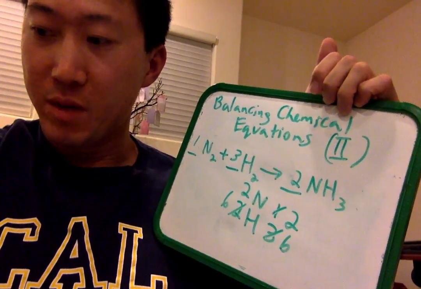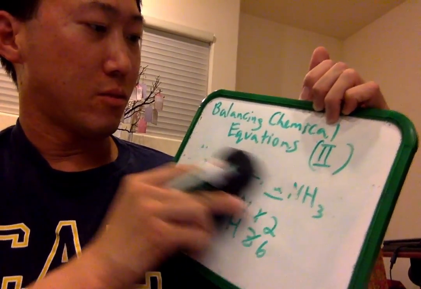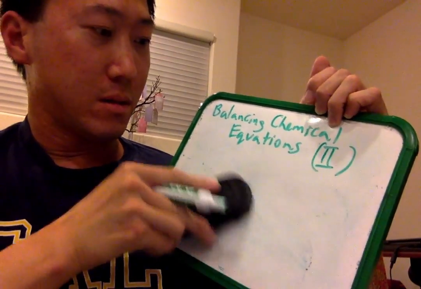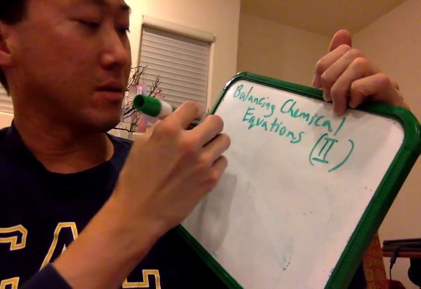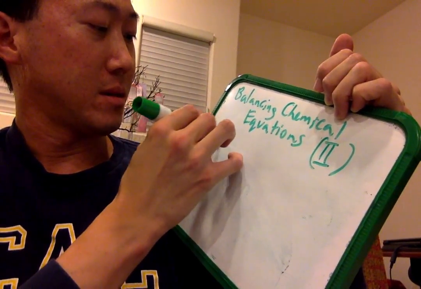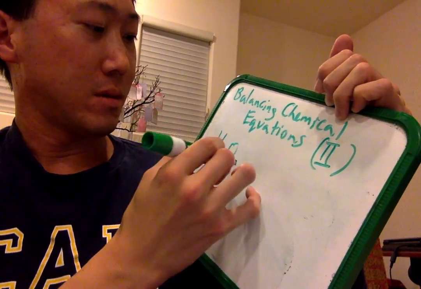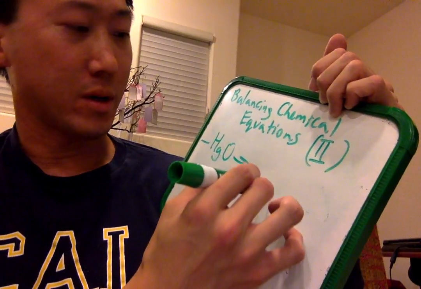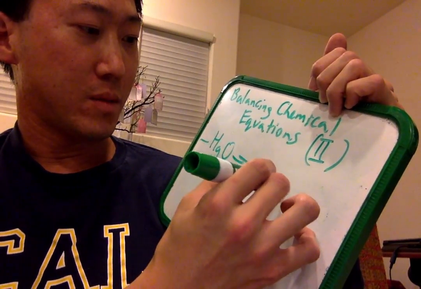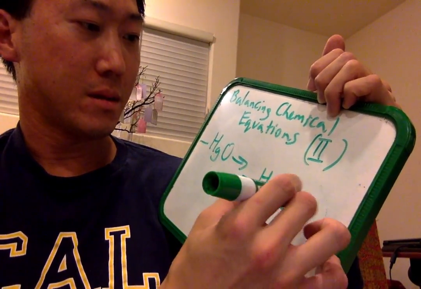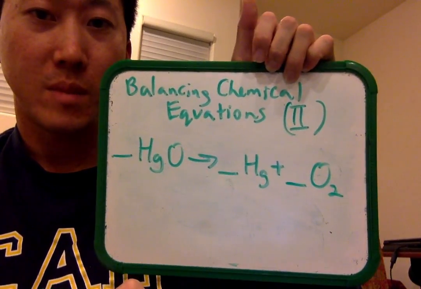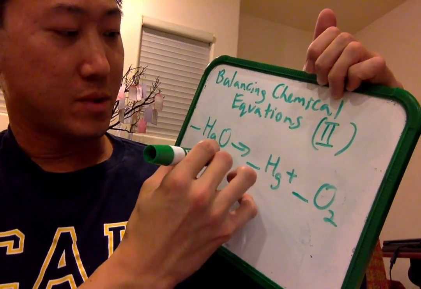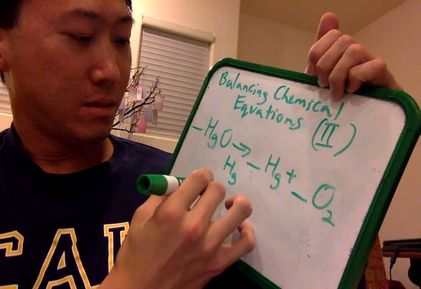Okay, so let's maybe do a more advanced problem now. Or about the same level, maybe. Let's see, we have HgO, so it's mercury oxide, yields mercury, plus O2. All right, so again, let's put the atoms down the middle.